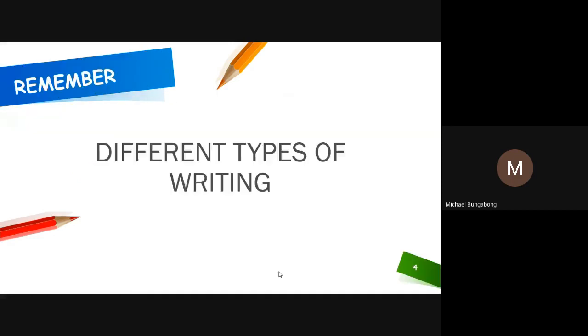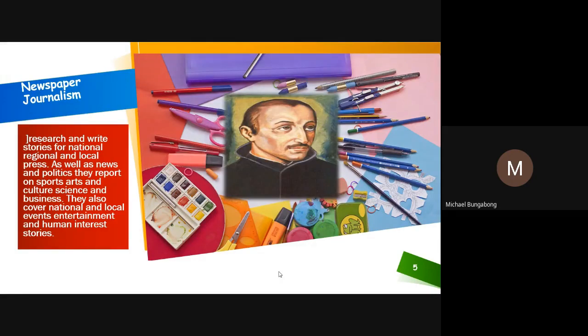Okay, so what are the different types of writing? First, we have what we call newspaper journalism. So, what do you mean by newspaper journalism? Okay, newspaper journalists, class, write stories for national, regional, and local press, as well as news and politics. They report on sport, arts and culture, science, and business. They also cover national and local events, entertainment, and human interest stories. So that is newspaper journalism.